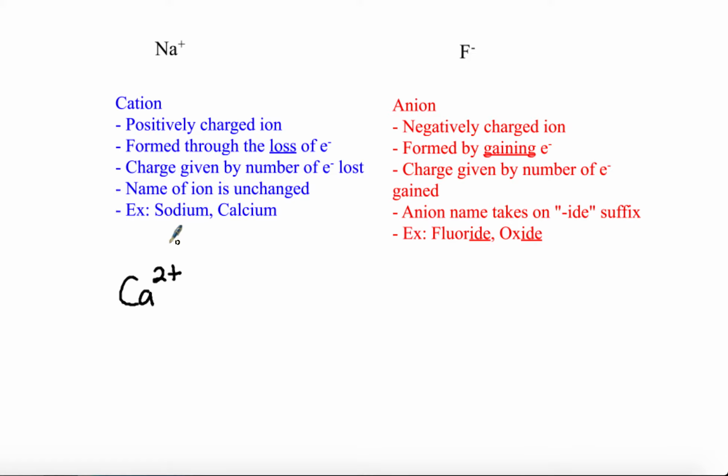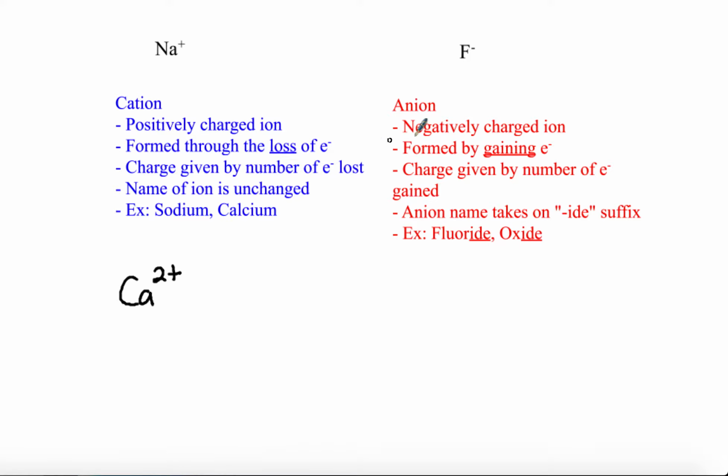When we actually call atoms by their ion name because they've now become ions, the cation does not actually change the name. We'll see it a little different for the anion, but the cation name remains the same, meaning sodium plus is still called sodium, and calcium 2 plus is still called calcium.